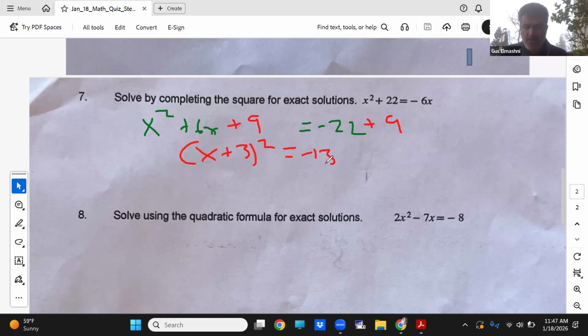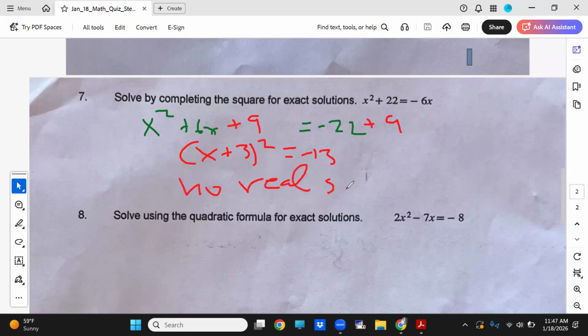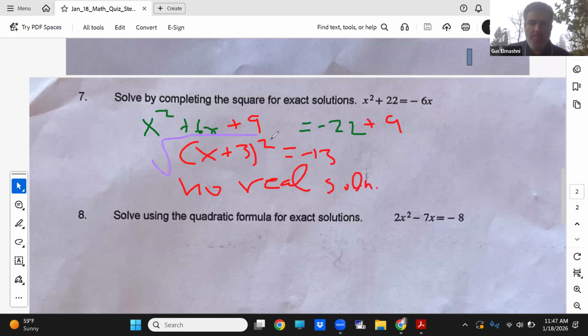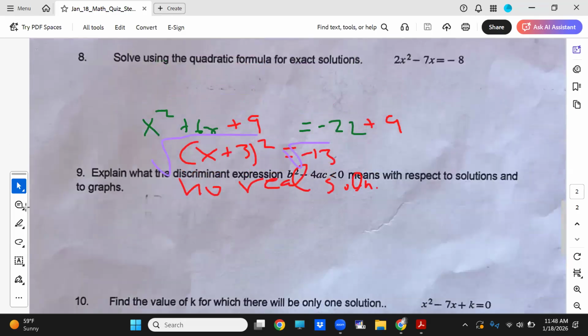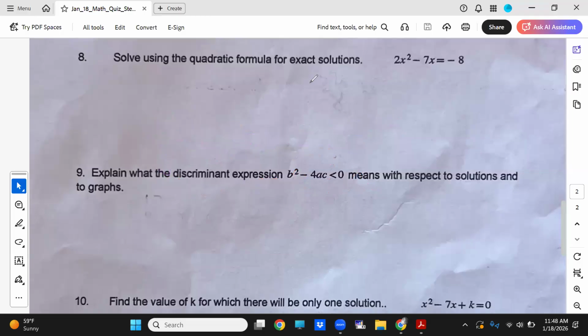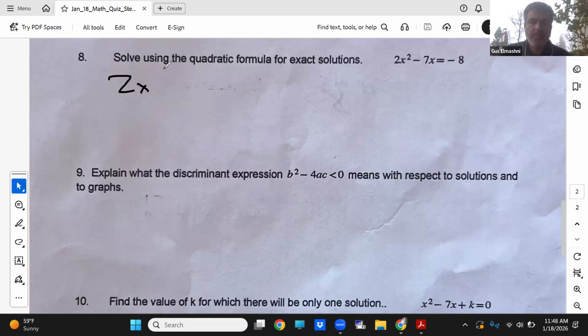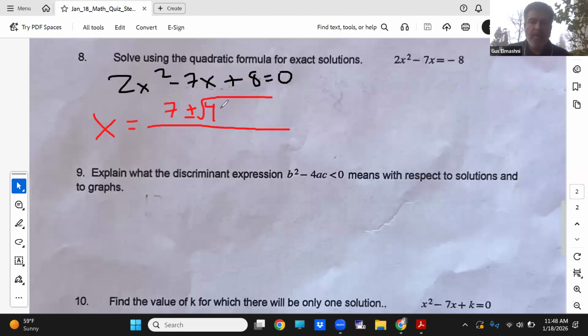The problem is that, have you guys done imaginary numbers? No. So say no solution. That's because you're square rooting a negative number. I think you will learn about imaginary numbers eventually because you are in algebra 2. Use the quadratic formula. Plus minus 49.